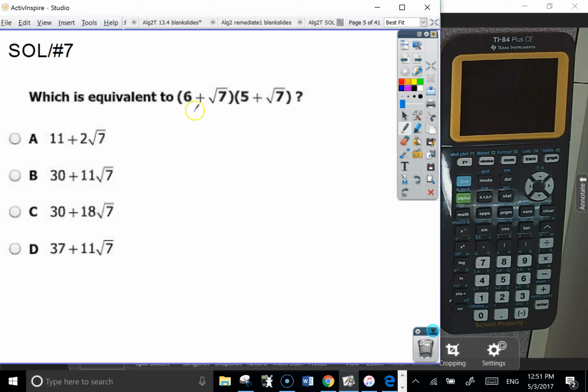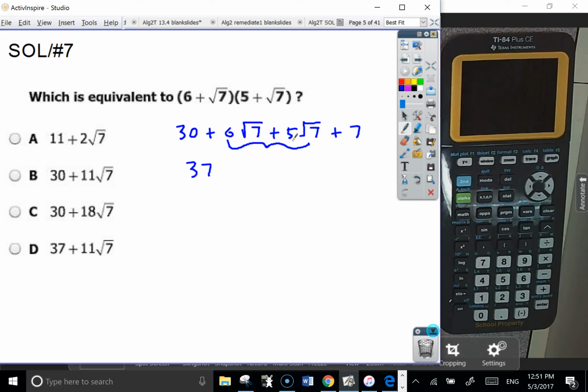Now, if you're going to do this with the math, 6 times 5 is 30. 6 times the square root of 7. And 5 times the square root of 7. And what is the square root of 7 times the square root of 7? 7, right? So that's 37. And then, can you add 6 root 7 plus 5 root 7?